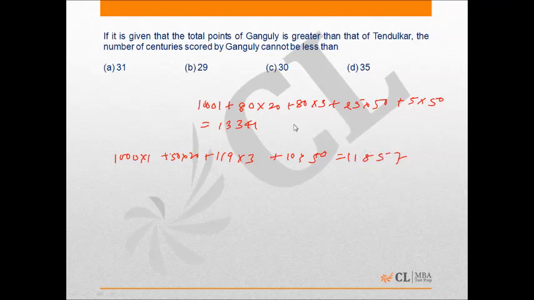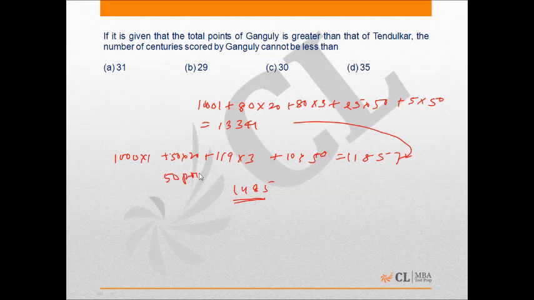and it comes out to be 11,857. And if we look at the difference between the points of Tendulkar and Ganguly, we find that Ganguly is still lagging behind by 1485 points, and now these points could be obtained through centuries only, and we know that each century fetches 50 points.